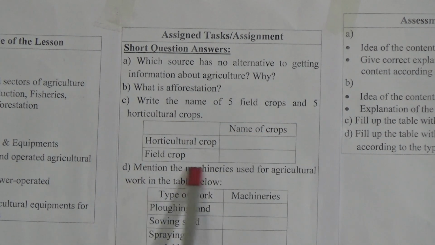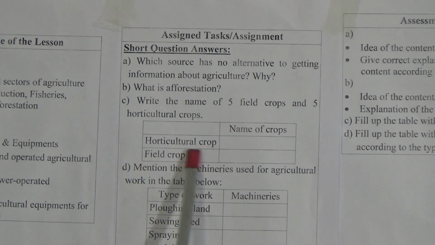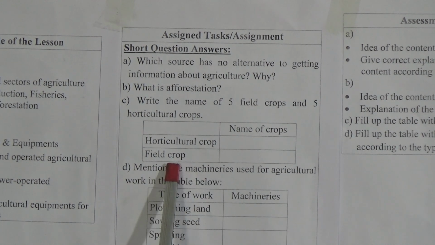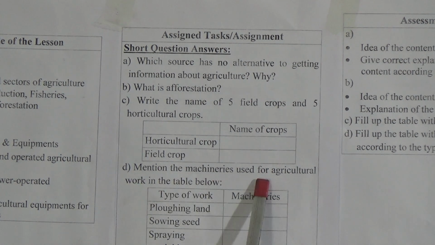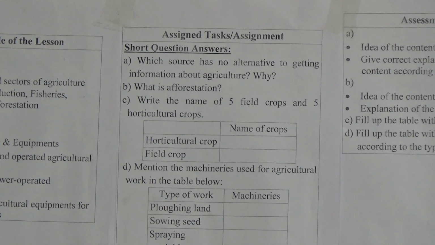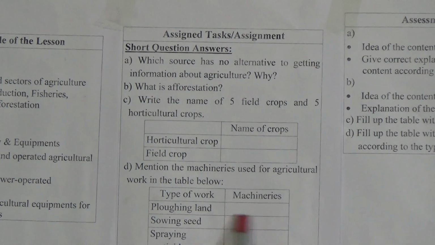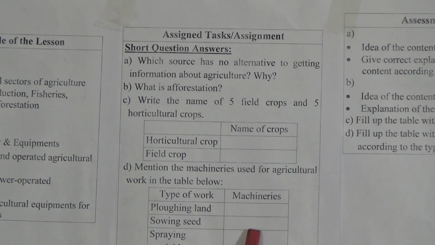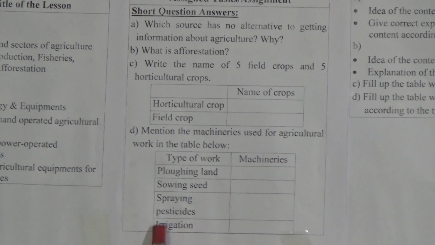And you have to follow this table. That name of the crops here, and here the horticultural crop, and here the field crop. And number D is mention the machineries used for agricultural work in the table below. Okay, here also you have to follow this table, the type of work, and here the machineries. That means for plowing lands, which machineries should be used, sowing seeds, spraying pesticides, and the last one is irrigation.